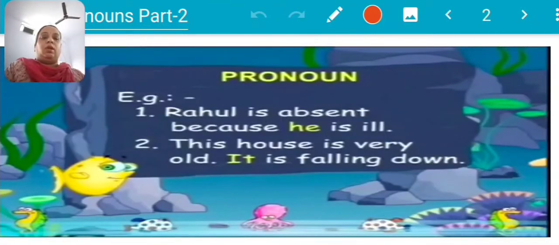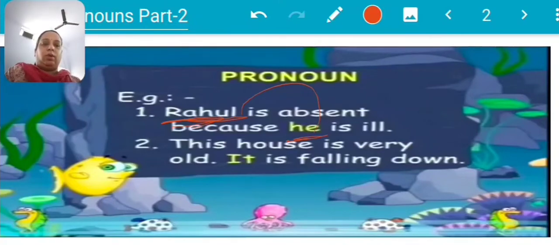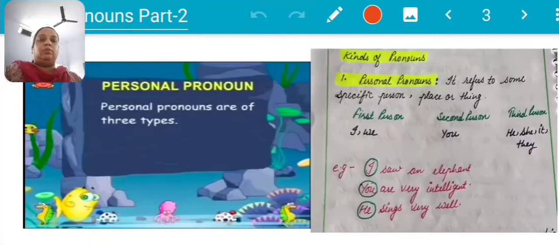For example, Rahul is absent because he is ill. So, here in the sentence, Rahul is noun and the word he is used at the place of Rahul. So, this he will become pronoun here. Let us say the second sentence, this house is very old. So, here house is noun and for this noun we have used the word it. So, it will become here pronoun.